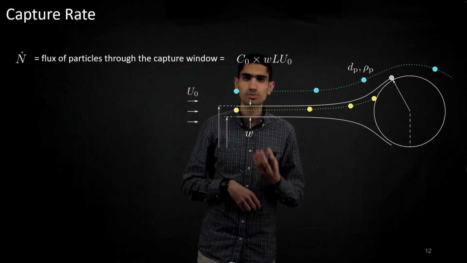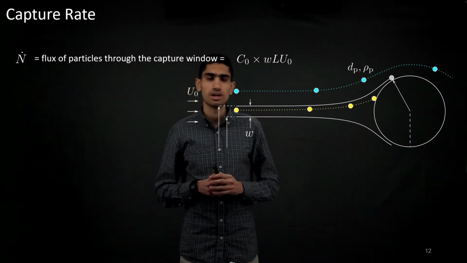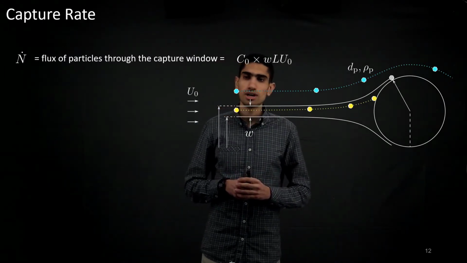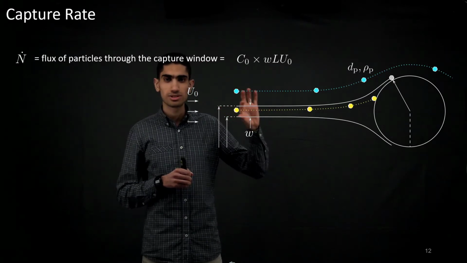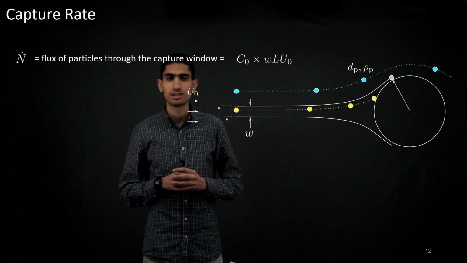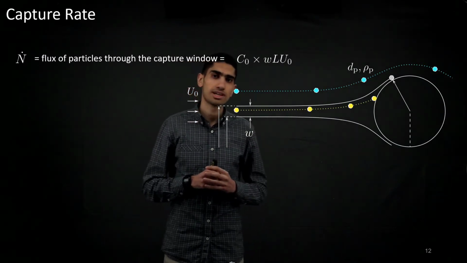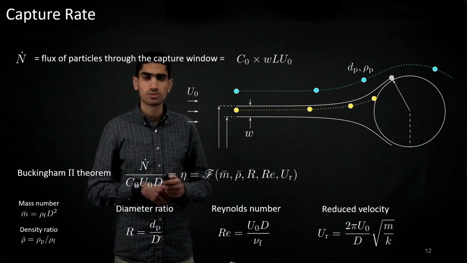To evaluate this process, we need to calculate the capture rate, which is by definition the number of captured particles per unit time, or per second or whatever. But it's also equal to the flux of particles entering through this orifice that we call the capture window. That's the region where all the particles would be ultimately captured. That's a very practical definition for our computations.